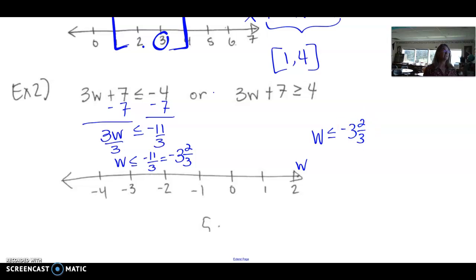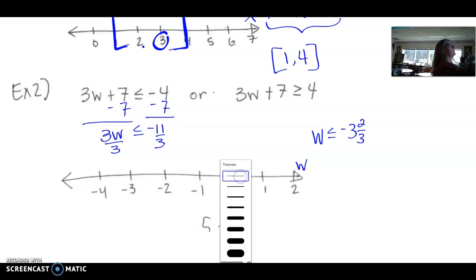I don't normally turn improper fractions into mixed numbers unless I need to graph it and figure out where it would land on the number line, and then it might be a little bit easier. So we'll hold off on graphing this for a minute. Let's finish solving. Let's do the second piece over here. So I have 3W plus 7 is greater than or equal to 4.